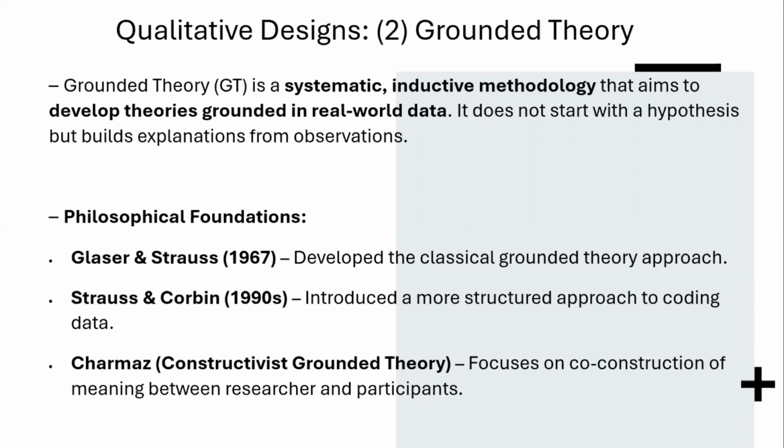Or you can do Strauss and Corbin, who use a structured approach to grounded theory. Or you can do Charmaz, constructivist grounded theory, who do co-construction of meaning between you, the researcher, and the participant. So for Charmaz, you, the researcher, are constructing meaning with your participants. You are combining your subjectivity and your participant's subjectivity. So at the end of the day, whatever findings come out of it are based on the co-construction between you, the researcher, and the participant.